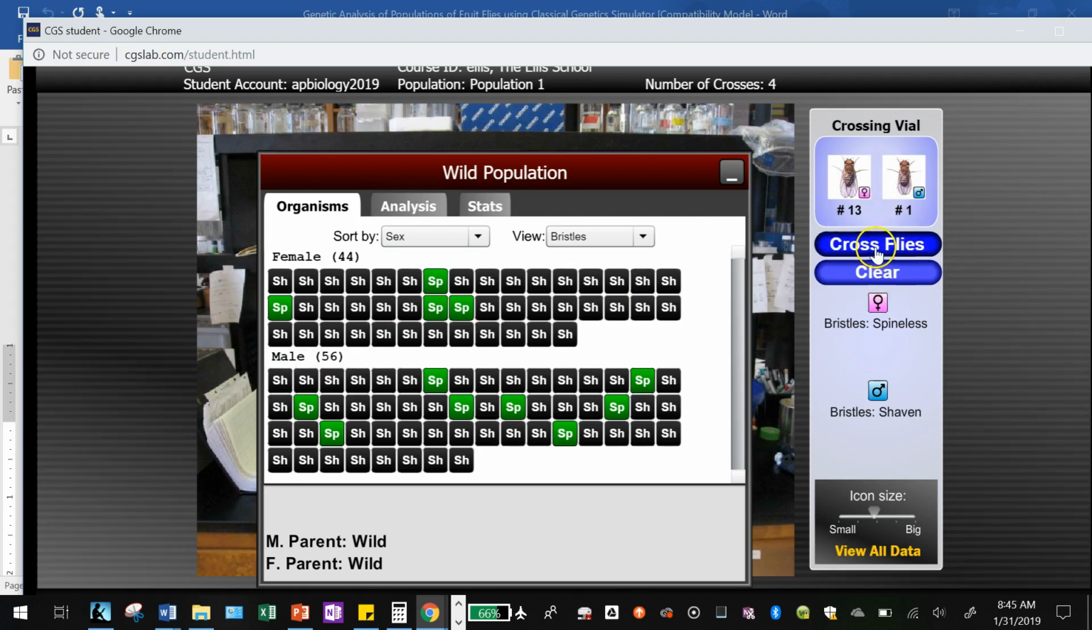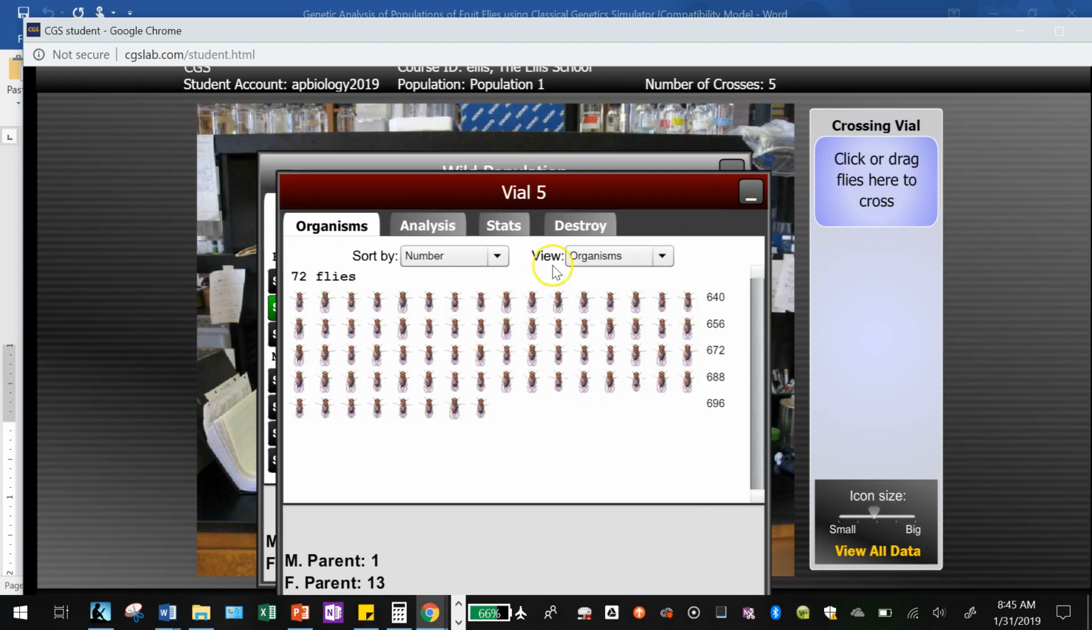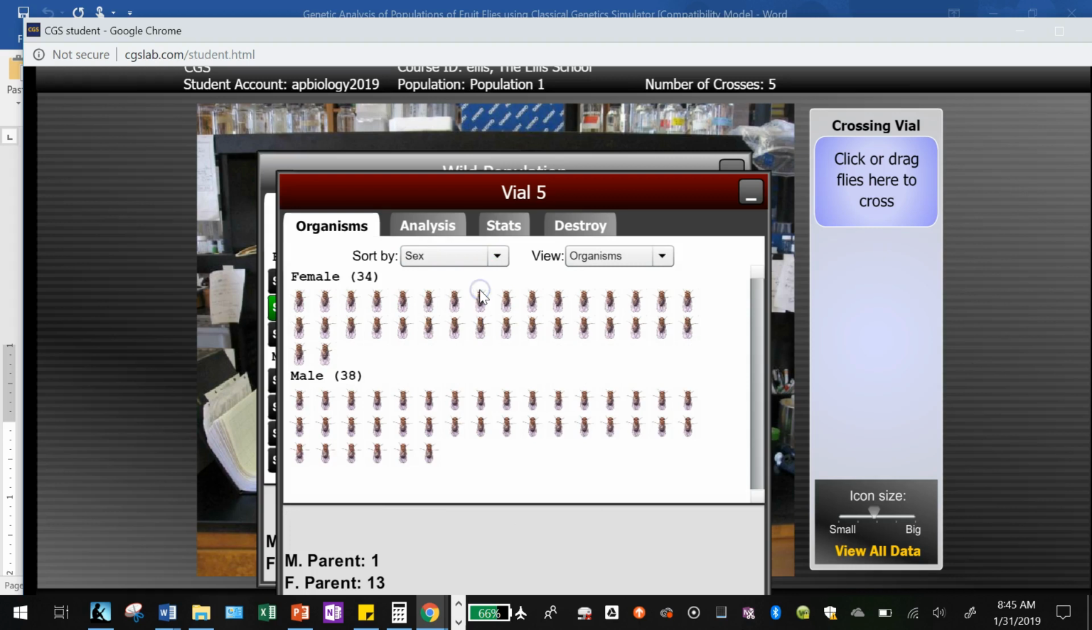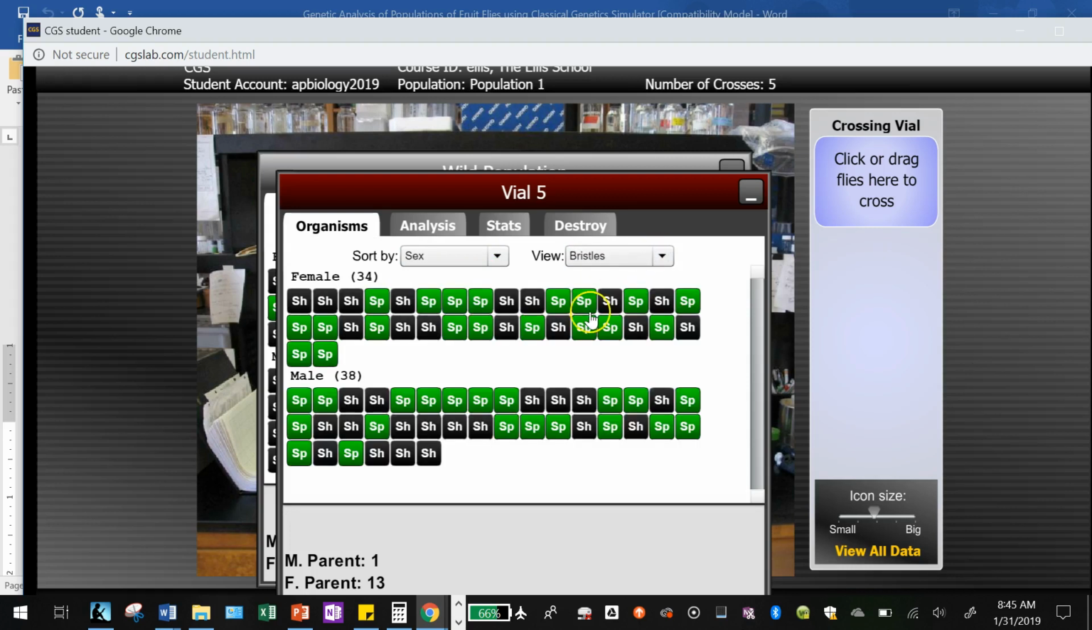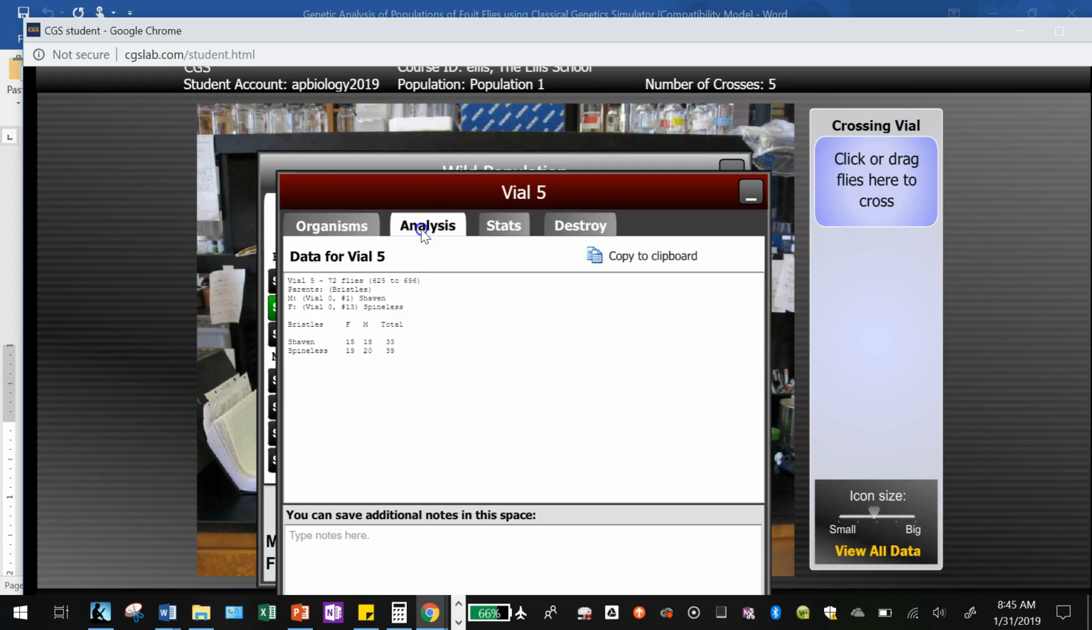But when you're ready to do the cross, you want to press cross flies. Okay, and it'll give you a vial. In this vial, I like to also organize by sex, and I like to organize by the trait, and I like to see roughly what I'm looking at, so I can see could there possibly be a ratio. If you go to analysis, it's a little small, but it'll give you the parents and what the offspring look like, which can be helpful. So let's go back and think about things that we need to record on our sheet.